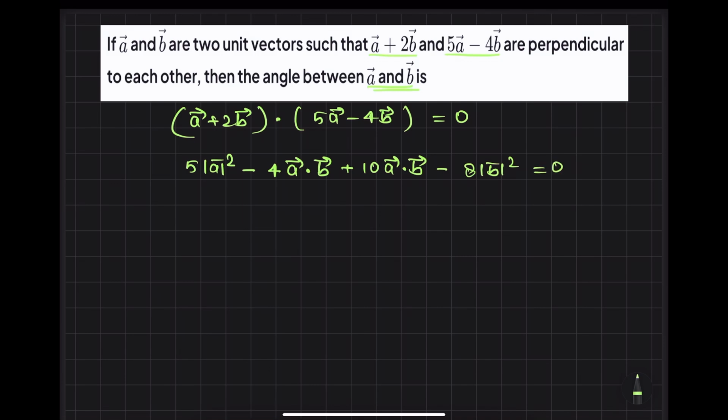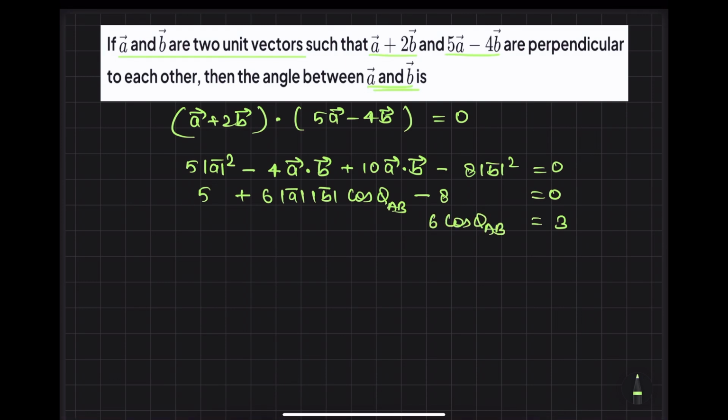You know that vector a and vector b are two unit vectors, so magnitude a and magnitude b will become 1. So it is 5, and minus 4 plus 10 is 6, so it will become 6 a dot b, so mod a mod b cos theta ab, where theta is the angle between vector a and vector b, minus 8 equals 0. So 5 minus 8 is minus 3, so 3 goes to that side, and we have 6 times cos theta ab.